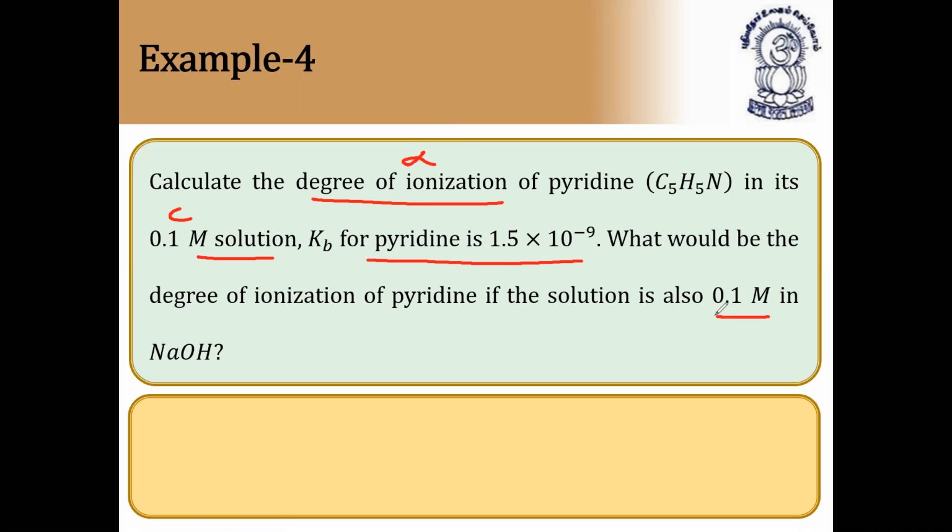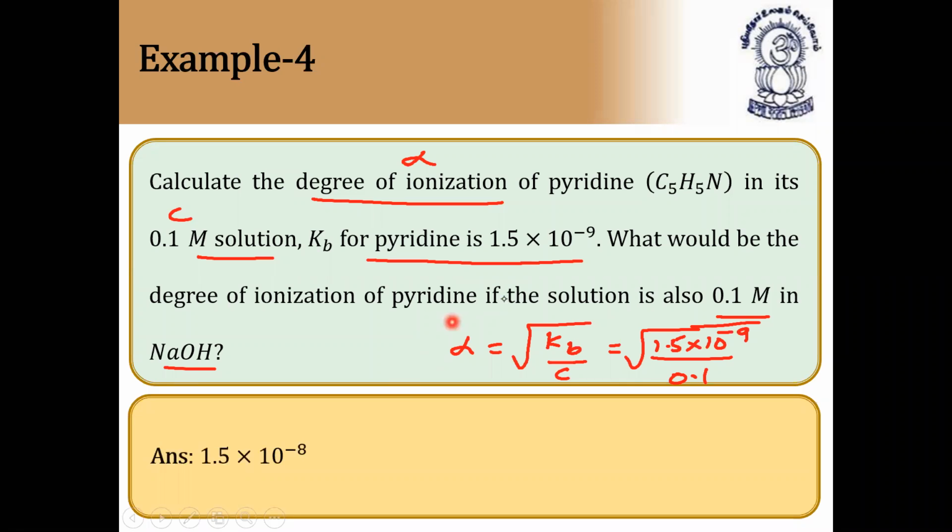What would be the degree of ionization of pyridine if the solution is also 0.1 molarity in NaOH? So straight away you can find alpha is equal to root of Kb by C. Kb is given as 1.5 into 10 to the power of minus 9, divided by the C value, which is 0.1 molarity. You can calculate the values and easily get the answer. The second case is also the same, because whatever the solvent, the molarity is the same.